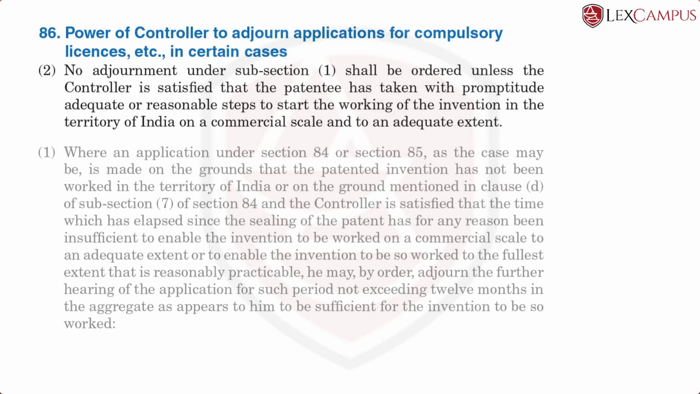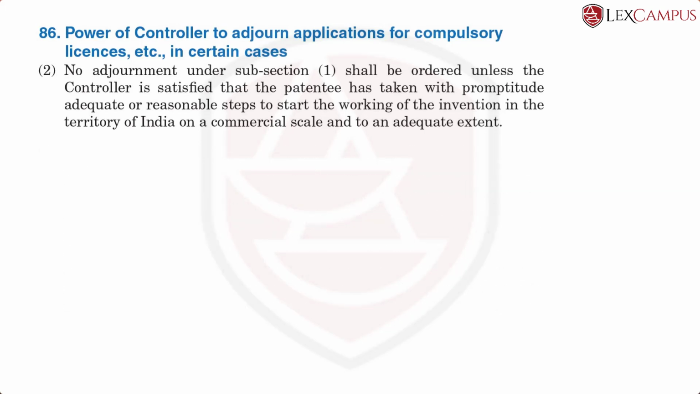No adjournment under subsection 1 shall be ordered unless the controller is satisfied that the patentee has taken with promptitude adequate and reasonable steps to start working the invention in the territory of India on a commercial scale and to an adequate extent. Now, the adjournment, the 12-month time period that the controller will give, will only be done if the controller is satisfied that the patentee has taken certain steps for the working of the invention. So 86 will only operate if the patentee is able to show that the patentee has taken certain steps and has an intention of working the invention. If the patentee has not done anything, then it will be difficult for the patentee to claim this extension or an adjournment of the application by 1 year, and the controller will also not grant such an adjournment.